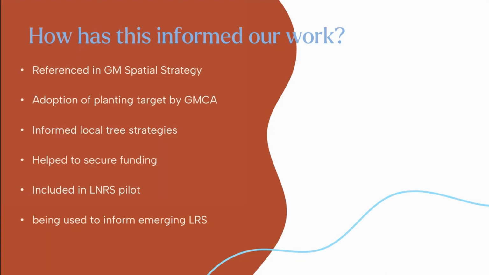Residents like that, it makes sense to them, but we are now working with the combined authority to look at a canopy target as well, and we may well split that between area wide and development as well. It's informed local tree strategies. It definitely helps us to secure funding to have a coherent plan.